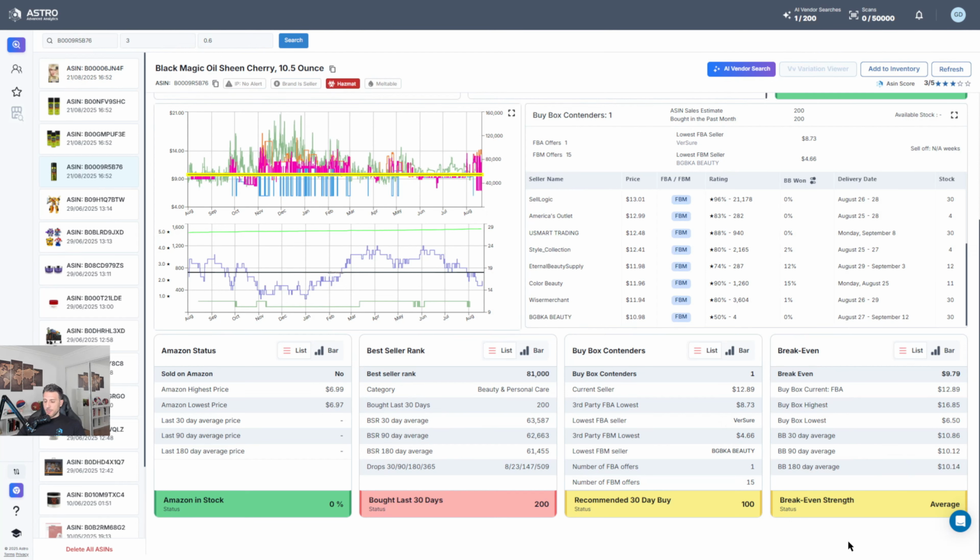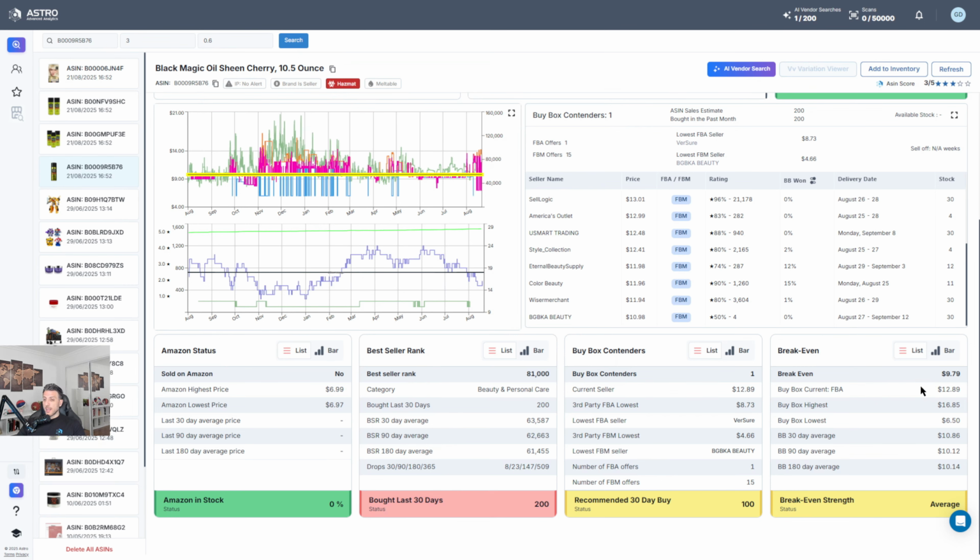The break-even section is probably one of the most important data points and categories that you'll find, especially the break-even strength over here. The break-even dollar amount is calculated considering your cost of goods and all the expenses involved. This one here is getting $9.79. So if it's sold above $9.79, it's a profit.